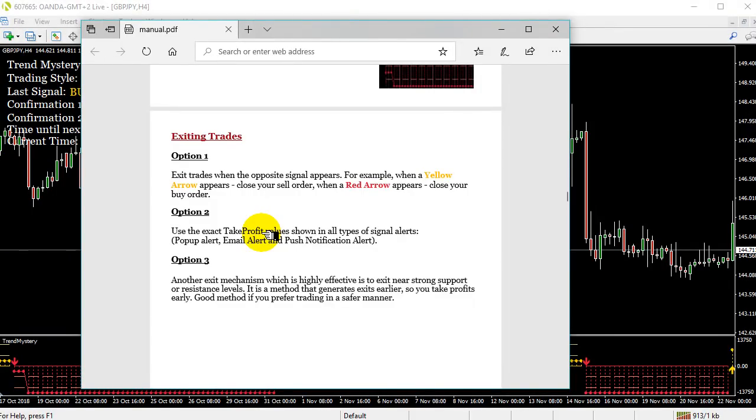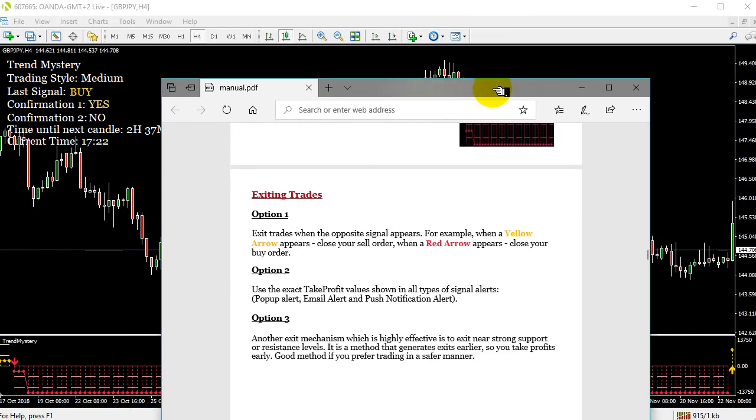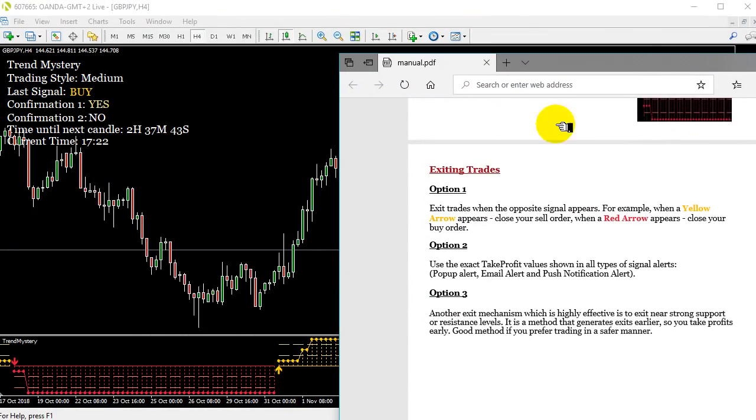Exiting trades, option one, exit trades when the opposite signal appears. For example, when a yellow arrow appears, close your sell order. When a red one appears, you close your buy order. Yeah, it makes sense. If you're in this long trade here, I don't want to make this window too small here, but let's just go for short. Let's say you short it way up here. Okay, market comes down, you're in profit, and then you get this. Well, this is an opposing signal, so get out of the market, right?